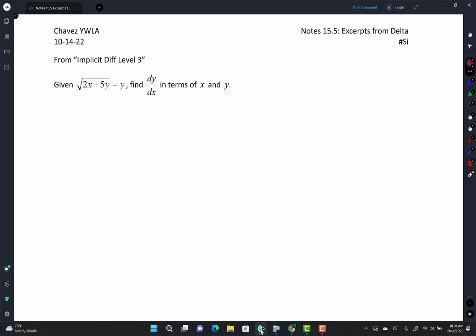All right, here we go. So let's see how hard this is. And I looked at delta, and you can leave it however you want, as long as it's dy/dx.